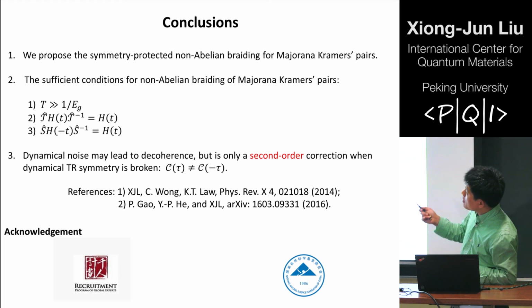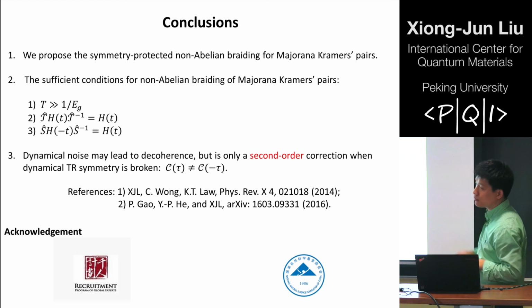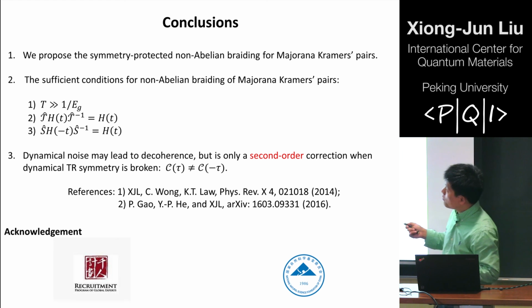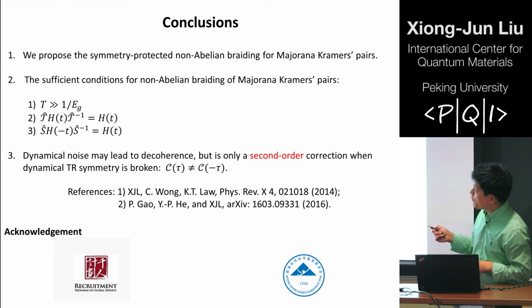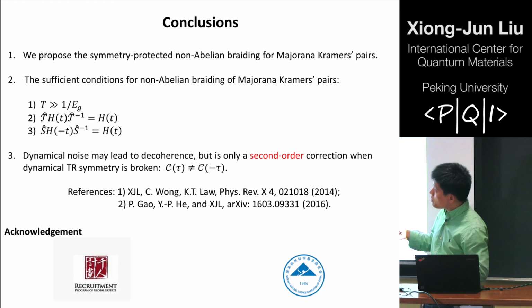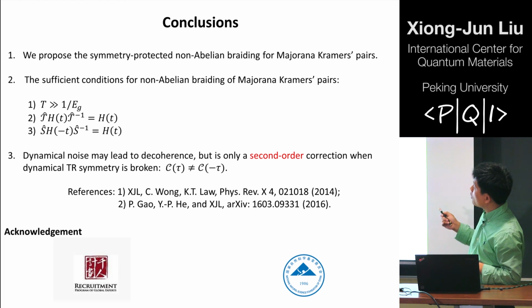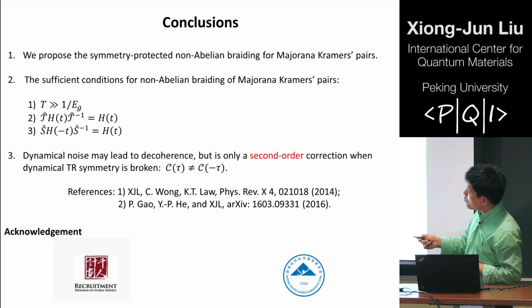So these are the conclusions. We introduced the concept of symmetry-protected non-abelian braiding for the Kramers pairs, and we showed the sufficient conditions for this non-abelian braiding. Finally, the dynamical noise may lead to decoherence, but it is only a second order correction, and only when the dynamical time-reversal symmetry is broken.